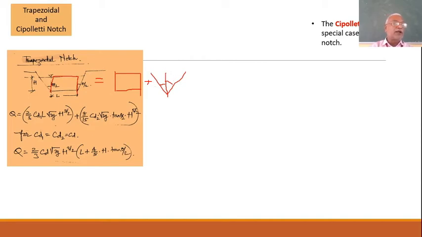So correspondingly, I have written the discharge equations: 2 by 3 CD1 L root 2Z H raised to 3 by 2 plus for triangular notch 8 by 15 CD2 root 2Z tan theta by 2 H raised to 5 by 2. Now if you treat CD1 and CD2 as same as CD, then the final expression becomes like this. So this is general typical trapezoidal notch. Okay.